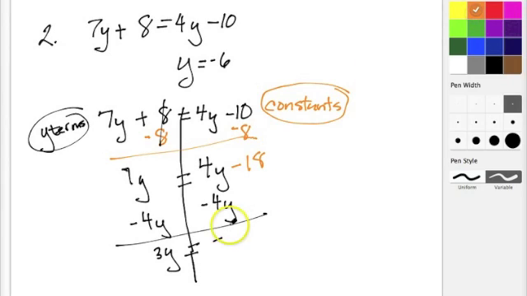Let me do that in orange. Is equal to negative 18. Divide both sides by 3. And you can clearly see where my value of negative 6 came from.